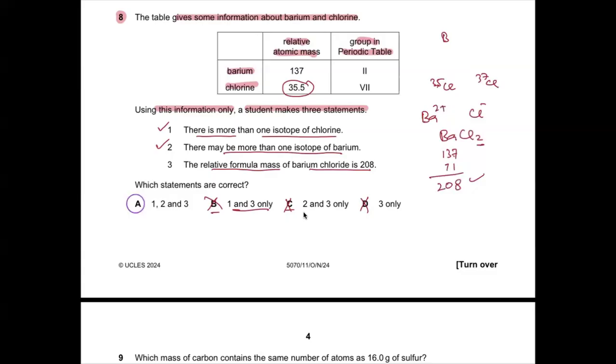Sir, how is 2 correct? See, in the second, read the statement carefully. If you compare the first and second statements, you will understand what the examiner is trying to say. 35.5, so there are two isotopes. That's why we are getting 0.5, right? So there is more than one isotope of chlorine. So it's crystal clear, yes, there are two chlorine isotopes. Did you get this? Yes, sir.